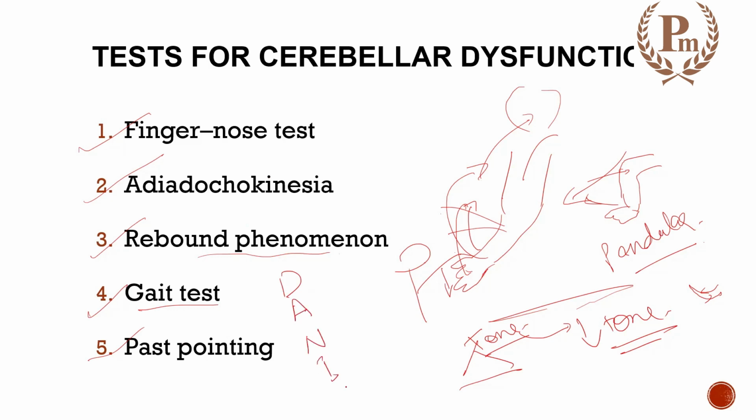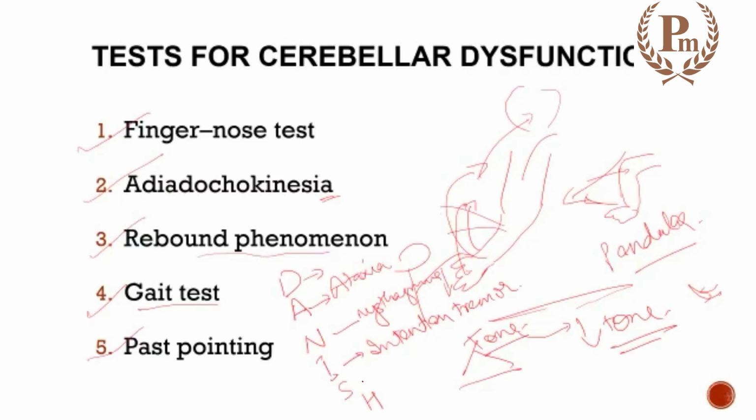D-A-N-I-S-H. You are going to tell me. D stands for dysdiadokinesia. The problem is that you are not able to do rapid alternate movements. Then comes A, which stands for ataxia. Gait and posture are affected. N stands for nystagmus. I stands for intention tremor. And S stands for, what will you write? Slurred speech. And H stands for hypotonia.